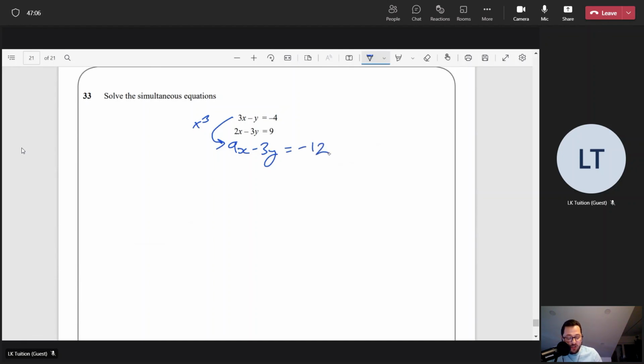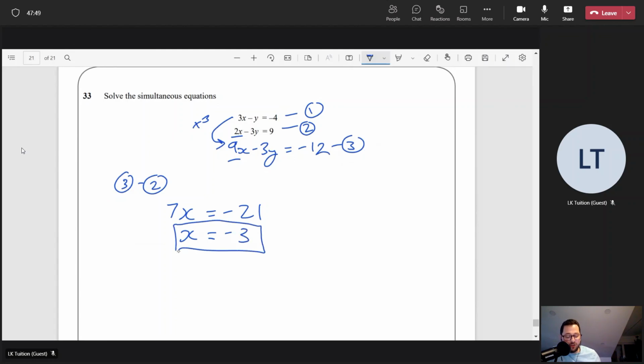Okay, and now let's label these equations. So I've got 1, 2, and 3. I'm going to do 3 take away 2. If we look at the x's, I've got 9x minus 2x, so that's going to give me 7x. Then I've got minus 3y minus minus 3y, so that is minus 3y plus 3y, which disappears, and that's why we did it. And then finally, we've got minus 12 minus 9, which is minus 21. And then if 7x is minus 21, divide by 7, x must be minus 3.